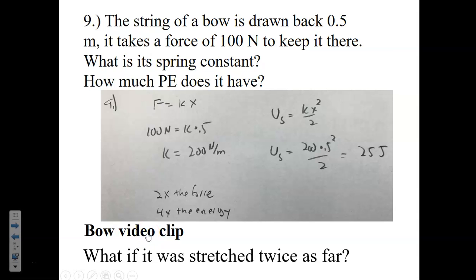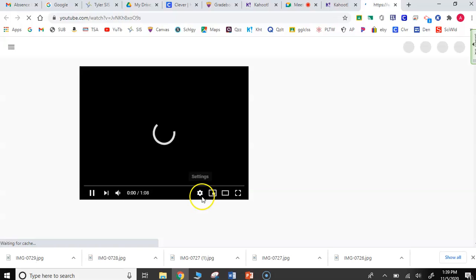So video clip. I guess this is probably going to be going past the elastic limit. Be my guess. What happens if the bow fails on you? Might as well watch it.